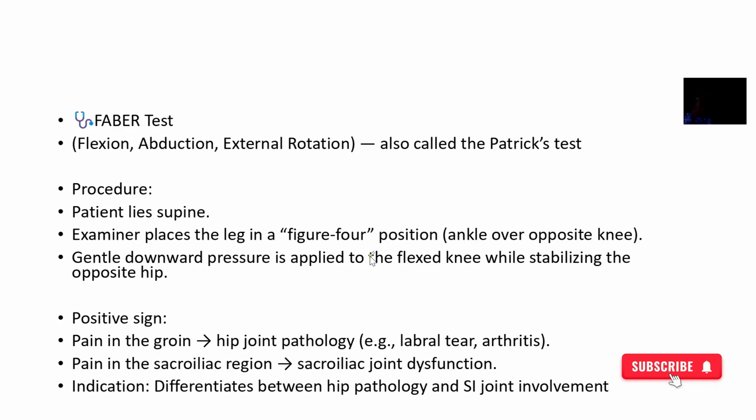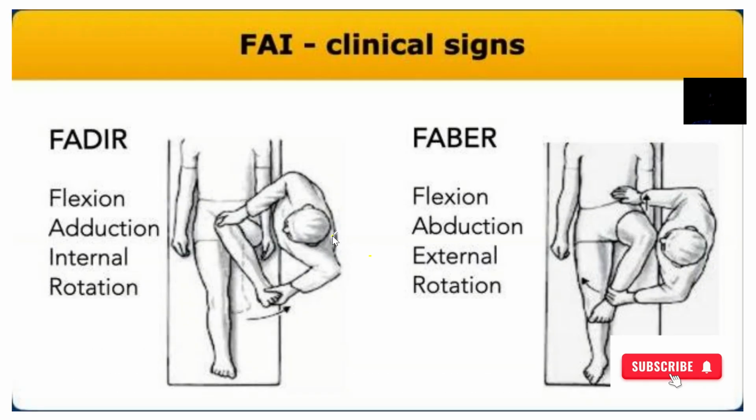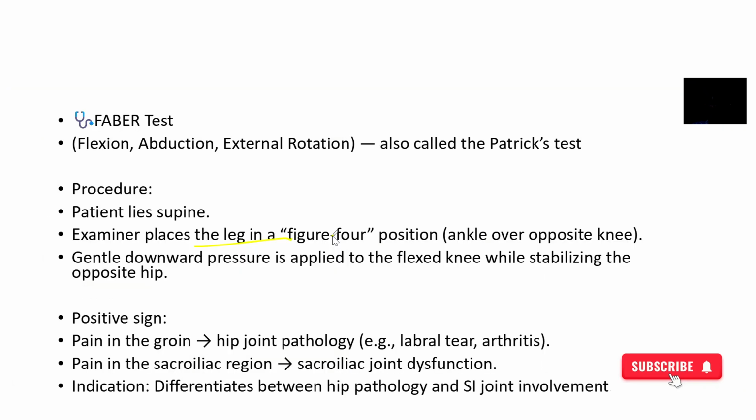So the procedure: the patient is lying face up as usual. The examiner places the leg in a figure 4 position for FABER. Are you seeing it? Figure 4. While for the FADIR test, you can see the letter K. This is just a way of remembering it.